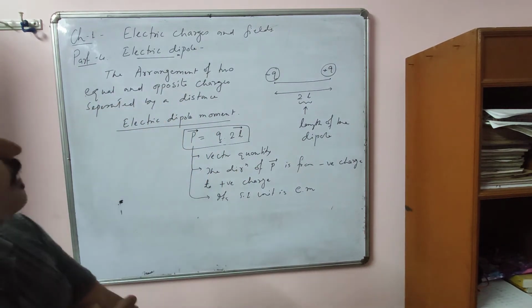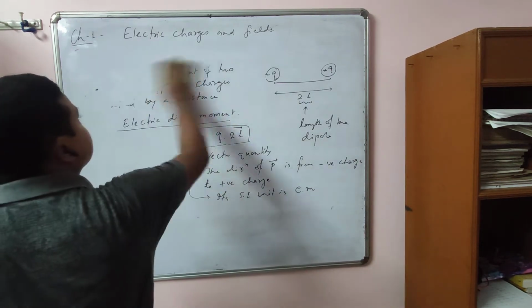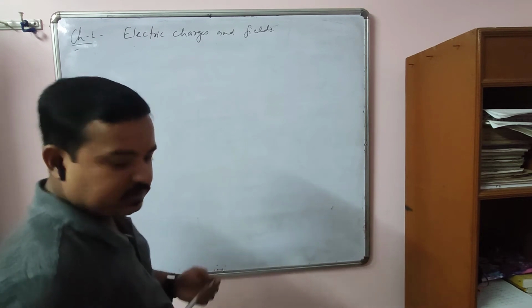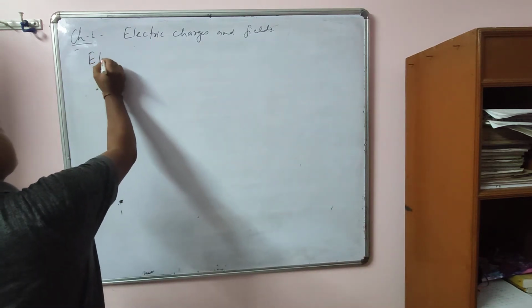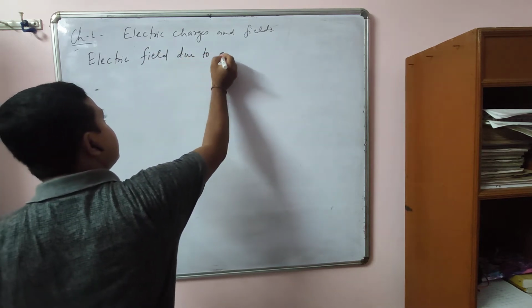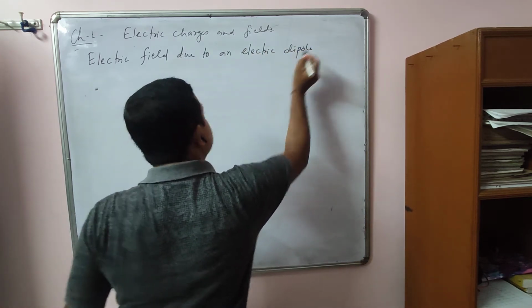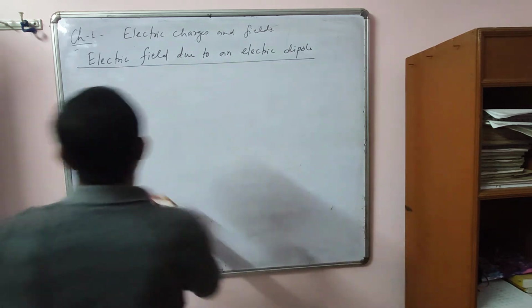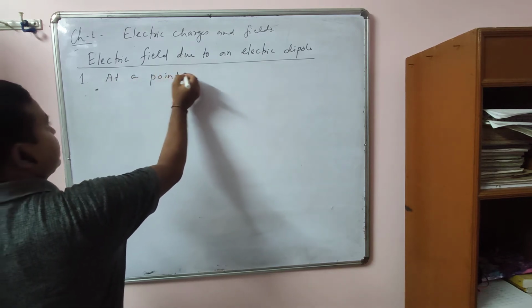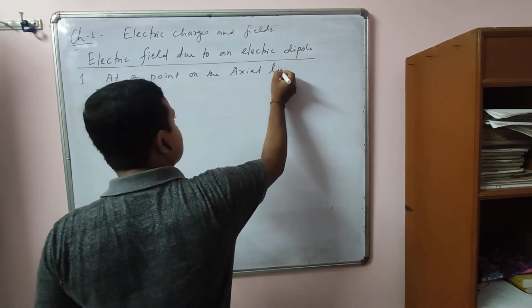Okay. Now we will find the electric field due to an electric dipole. So first we take a point on the axial line.